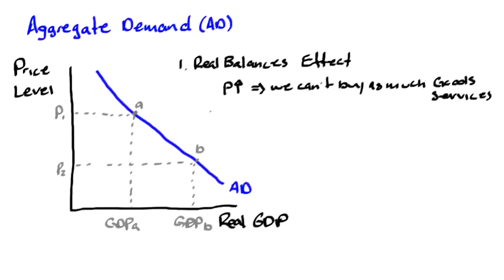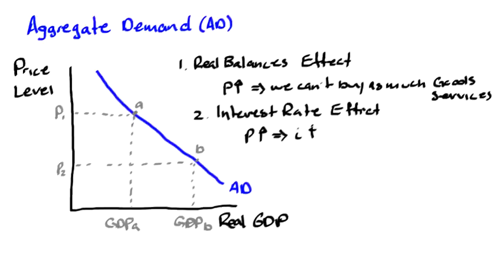Now, the next reason is a little more complicated, and it's called the interest rate effect. What happens generally with interest rates is as the price level increases, and we'll talk about this more in future videos, the interest rate will increase. And then if the interest rate increases, we're not so likely to take out loans, and so again, we won't buy as much. Again, we're talking about goods and services here. So again, high prices, lower amount of consumption.